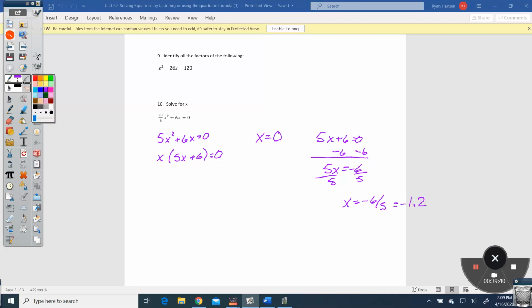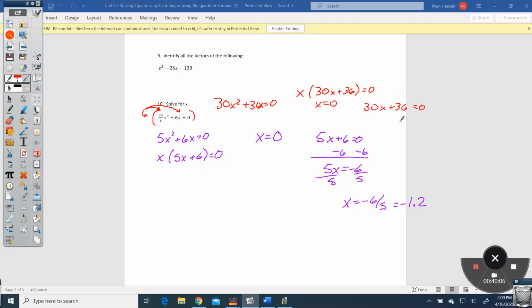The other way to do this problem is to get rid of this fraction at the beginning and multiply everything by 6. So 6 divided by 6, that goes away. So that's the first one. And 6 times 6 is 36. And then I'd still factor out an x from each of those, and then I'd have x equals 0, and 30x plus 36 equals 0. And I'd minus the 36 from each side, and divide it by 30, so x equals negative 36 over 30, which if you reduce, becomes negative 6/5, which is what we already have the answer for.